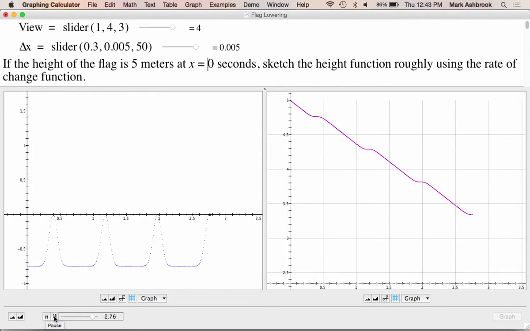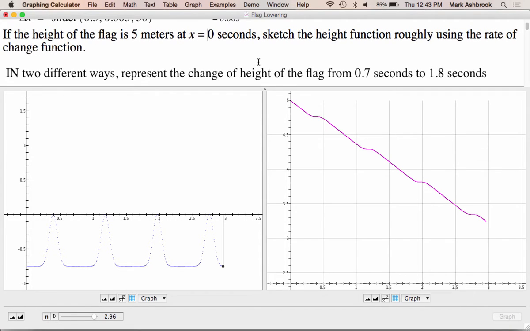Okay, so now our next task is, any questions about that? So now we've got the same time in seconds on the x-axis, and now this graph over here is the height of the flag, which we're getting from the rate of change of the height of the flag on the left. So in two different ways, we're going to represent the change in height of the flag. We'll call this function over here r for rate. So this is function r.